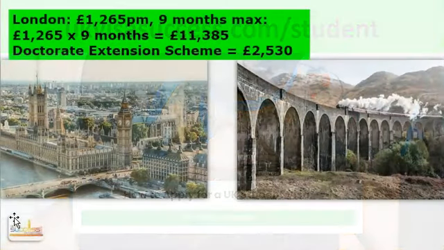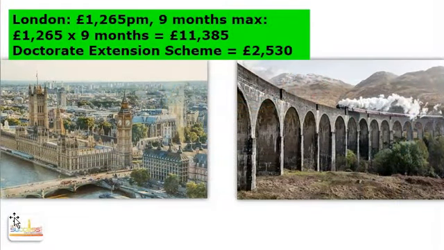Okay, then the amount you need to show will depend on where you intend to study. Let us first of all have a look at those who intend to study in London. If you intend to study here, then you need to show at least £1,265 per month, and the maximum number of months is 9 months. So the maximum amount you'll need to show, which should be in your bank account, is £11,385.